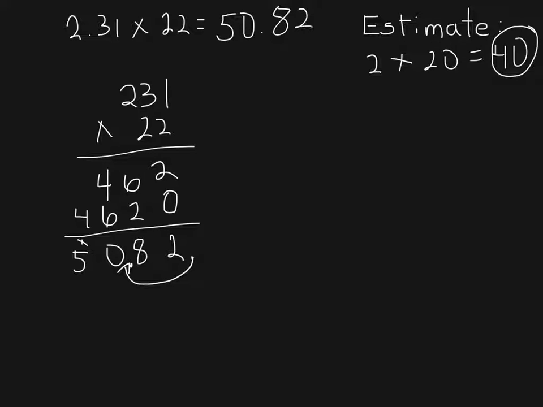Now I'm going to check my estimate one more time, and that is certainly reasonable, much more reasonable than 5,082, much more reasonable than 5 and 82 thousandths would be.